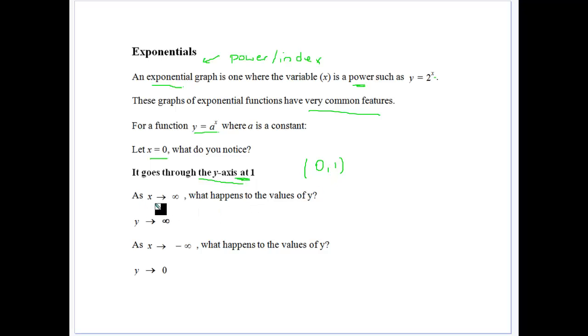So what happens as x approaches infinity? A to the power of infinity gets really large. So as x gets larger, y gets larger as well, and gets large pretty quickly.